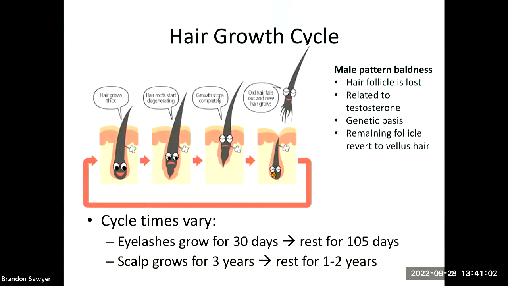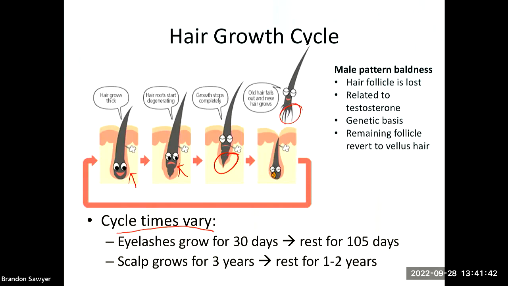Okay. Yeah, and this is just a cute little cartoon that explains the hair growth cycle here. The cycle times can vary, but pretty much each hair follicle is on a different pattern. A hair follicle will start to grow nice and thick, but shortly after it reaches its maximum length, it starts to thin out from the bottom and degenerate, and then the growth stops completely, and it stays at that length for a little while. But then eventually that old hair falls out, right? But then there's usually a period of time where there's no hair coming out of that follicle at all.